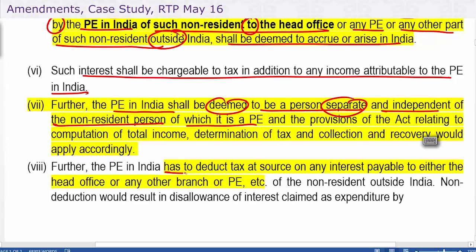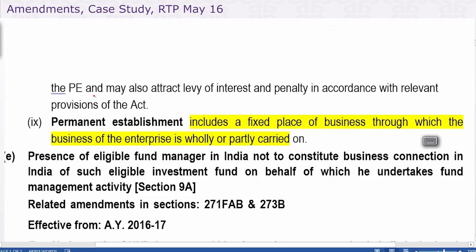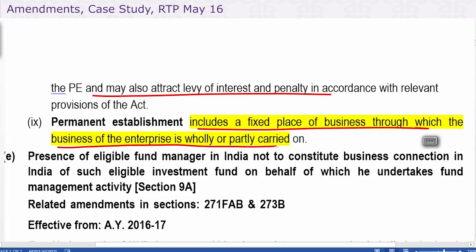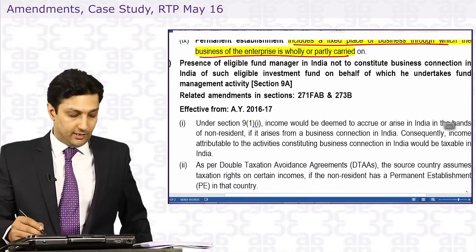Further, the PE in India has to deduct tax at source on any interest payable to either the head office or any other branch or PE, etc., and would result in disallowance of interest claimed as expenditure by the PE and may attract the levy of interest and penalty. Permanent establishment definition, we know, includes the fixed place of business through which the business of the enterprise is wholly or partly carried on. So the amendment, we say, is simple enough.